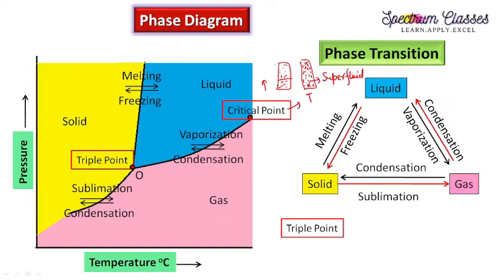Beyond this critical point or critical temperature, no more liquid is there, so we cannot extend this curve beyond the critical point. At this critical temperature, the pressure of the system is known as the critical pressure, which is represented by PC. This is the basic terminology which we are going to use here.